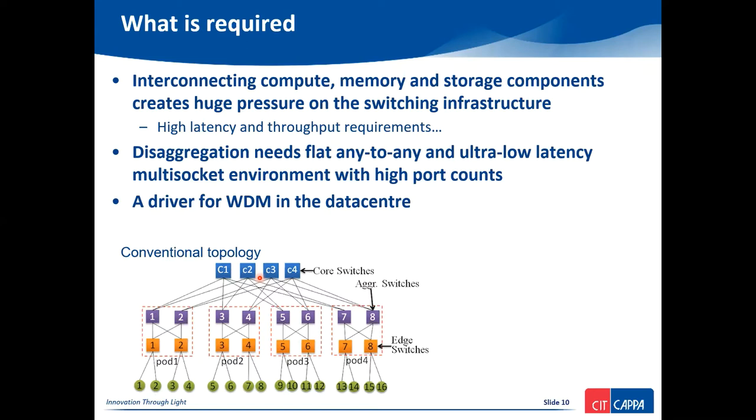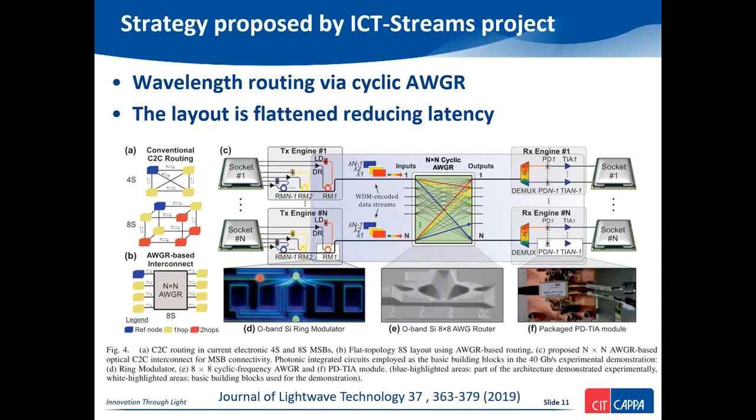So there needs to be a way of flattening the topology by making more effective and more efficient switches, which will drive more WDM, faster connections, and faster and new types of switches. Here is a solution that's been proposed and studied in the ICT Streams project led by Nikos Pleros.